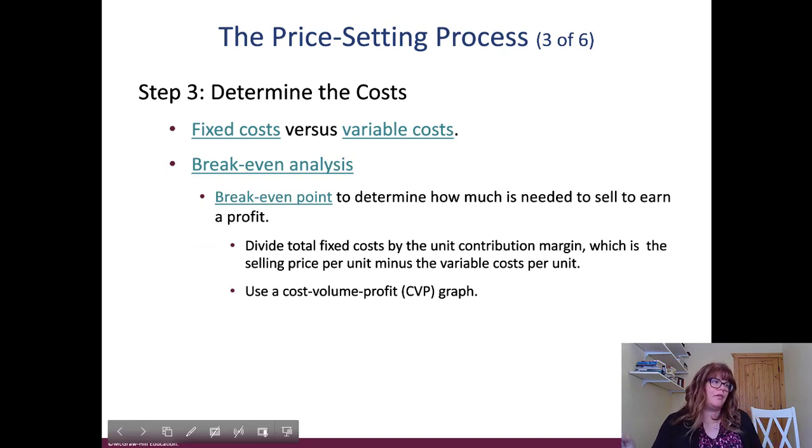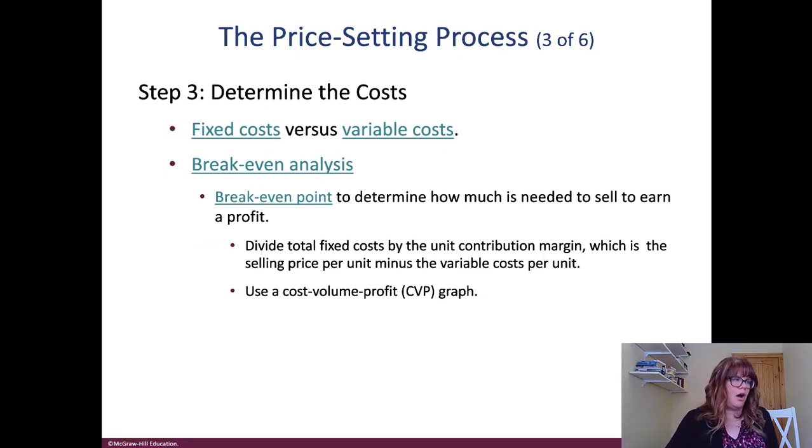So the price, or step 3, determining the cost. Setting a price begins by knowing the fixed and variable costs that go into producing a good or service. Costs that remain constant and do not vary based on the number of units produced or sold are called fixed costs. Costs that vary depending on the number of units produced or sold are called variable costs.